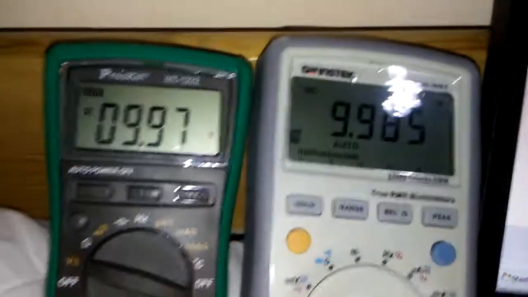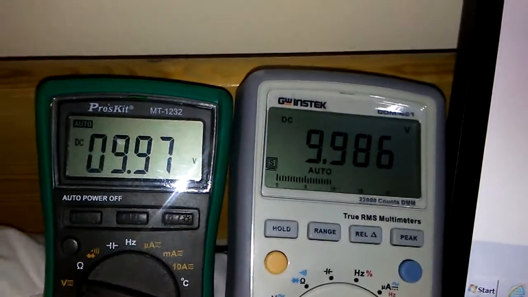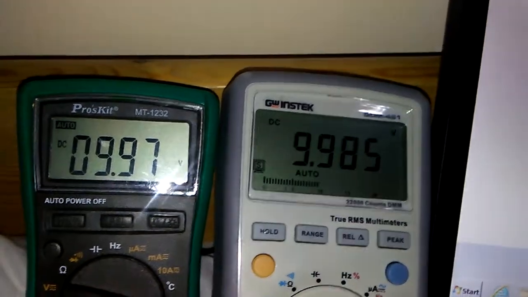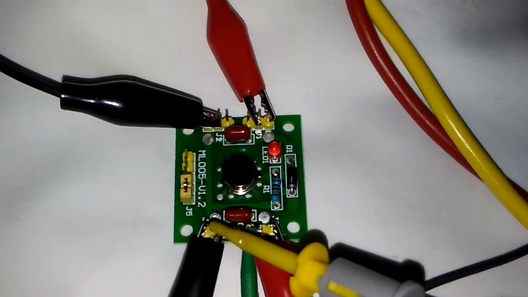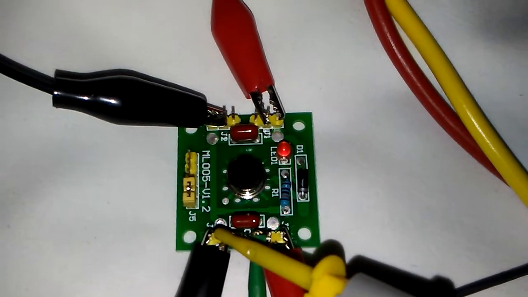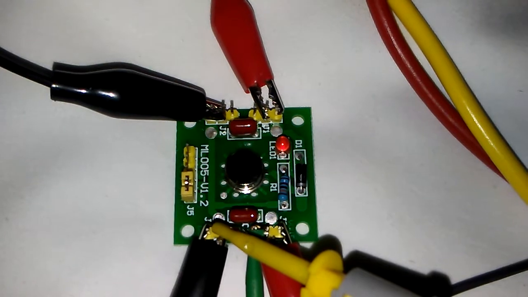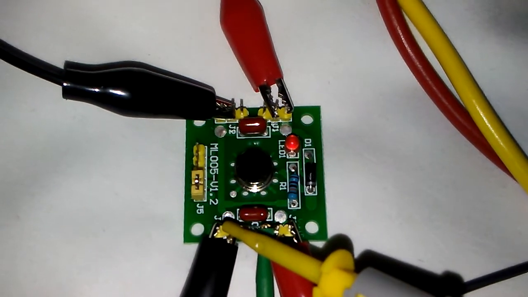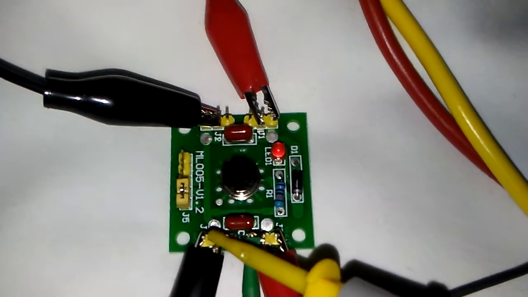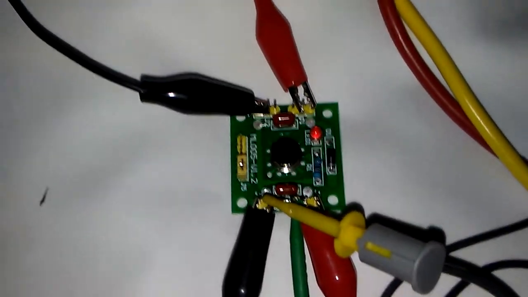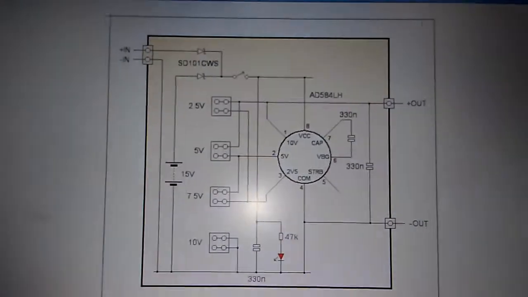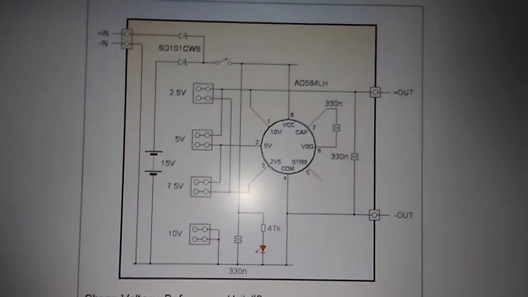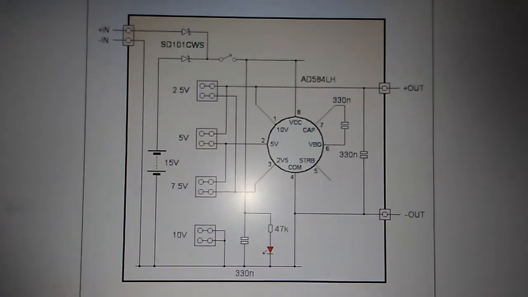It is much better to buy the completed PCB, because it is a little bit hard to adjust the IC separately. Because of the 2 capacitors and 1 diode, we are able to fix the reference voltage, and this is the schematic of the project.